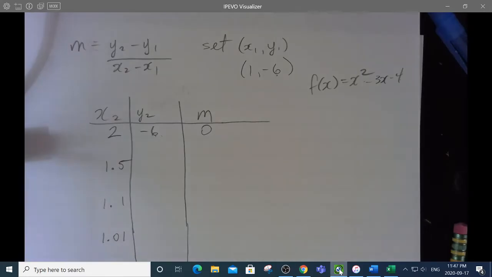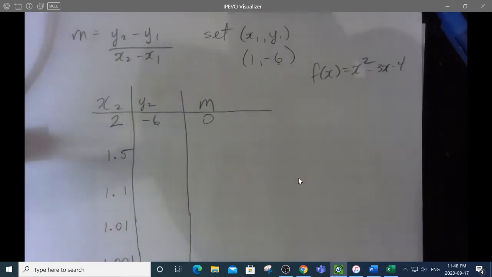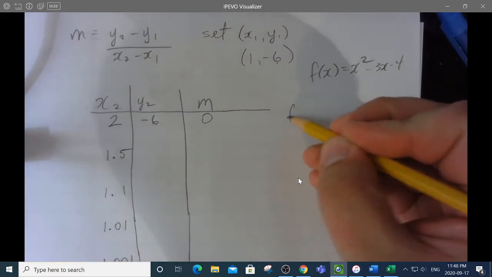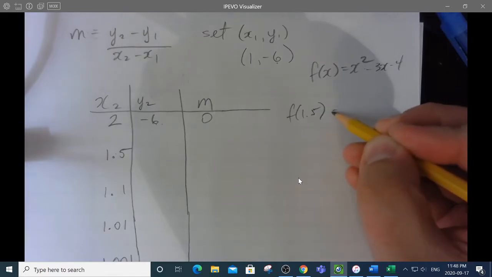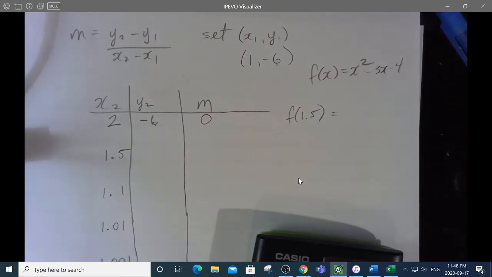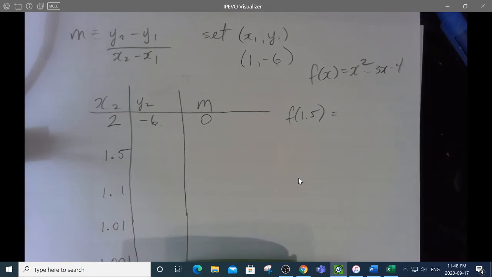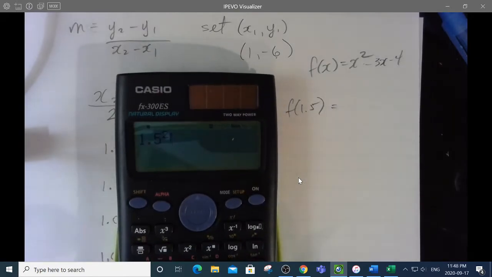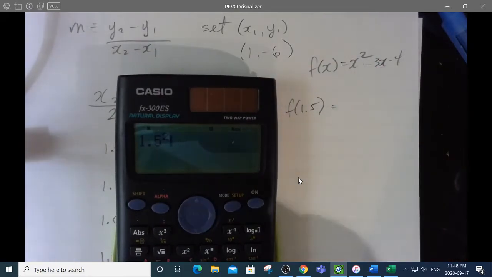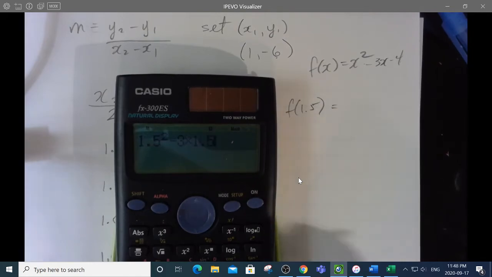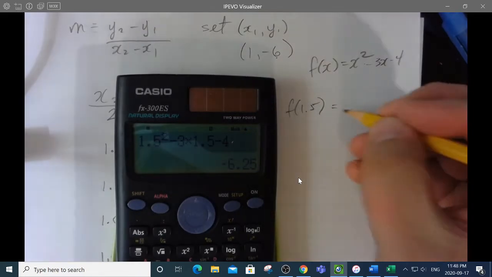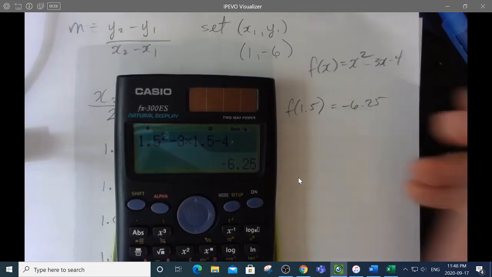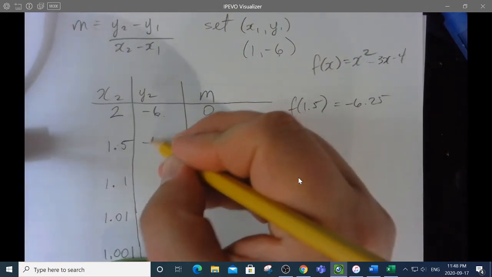So back to paper. Now, first thing I got to do here is find f of 1.5. Let's see, what is f of 1.5? So that's going to be 1.5 squared. I guess I could put that so you can see what I'm button punching here, right? 1.5 squared. Remember, I'm using this formula. Minus 3 times 1.5 minus 4. Boom! Oh, do I really want a fraction? Let's go to decimals. Negative 6 1/4. Okay. So that's my new y2.